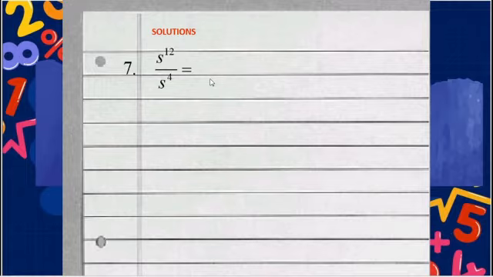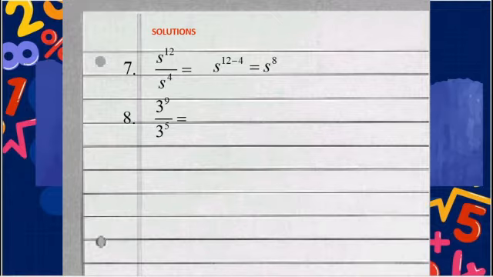So, according to the illustration a while ago, all you have to do is to copy the base and subtract the exponent. So, that will become s raised to the exponent of the numerator, which is 12, minus the exponent of the denominator, which is 4. So, 12 minus 4 is equal to 8. So, the answer is s to the 8th power. How about the next one? 3 to the 9th over 3 to the 5th.